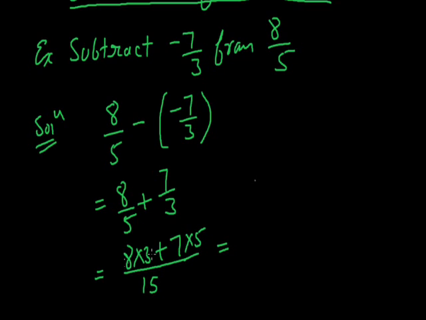Now 8 into 3, that is 24. 7 into 5, that is 35 upon 15. So 24 plus 35, that is 59 upon 15. So that is our answer. So in this way we can subtract two rational numbers.